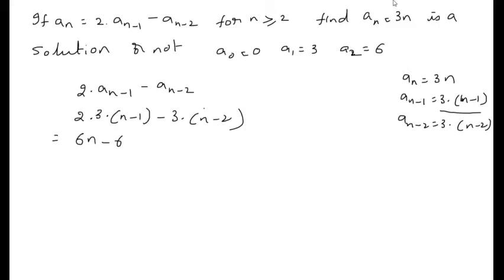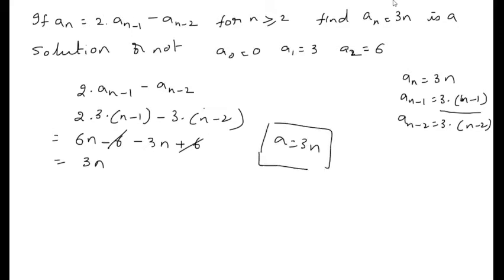Here we are multiplying with minus 3. So minus 3 into n is minus 3n. Minus 3 into minus 2 is plus 6. So that 6 and 6 will be cancelled. 6n - 3n is 3n. So that is what we were asked: whether a_n = 3n is a solution or not. Now we can say that 3n is a solution for the given recurrence relation.